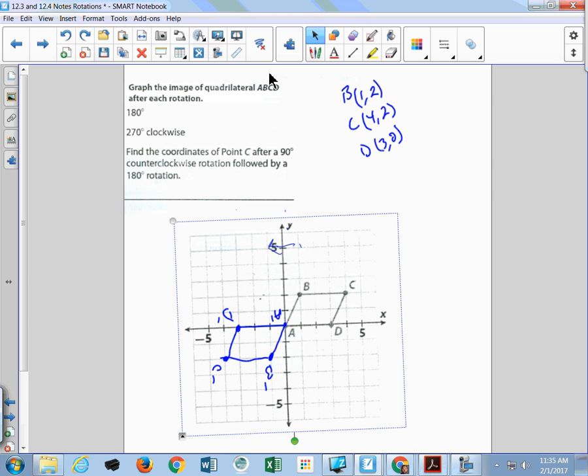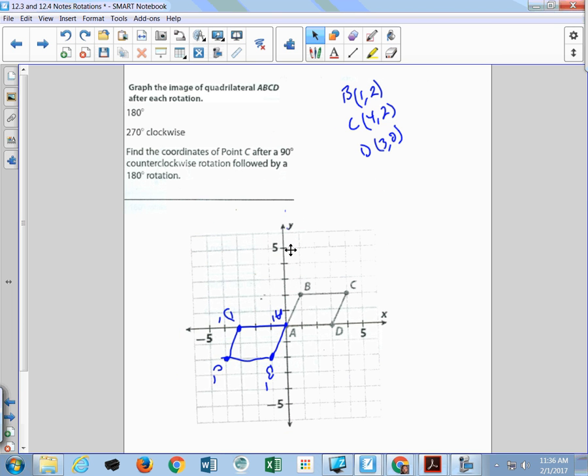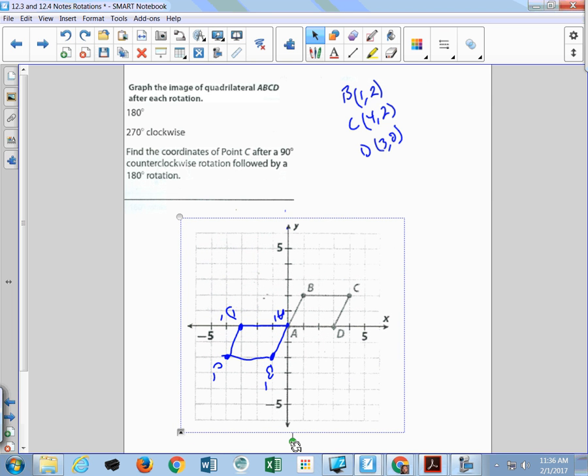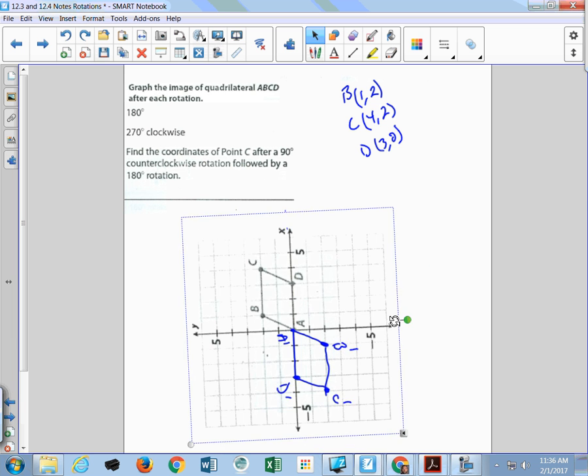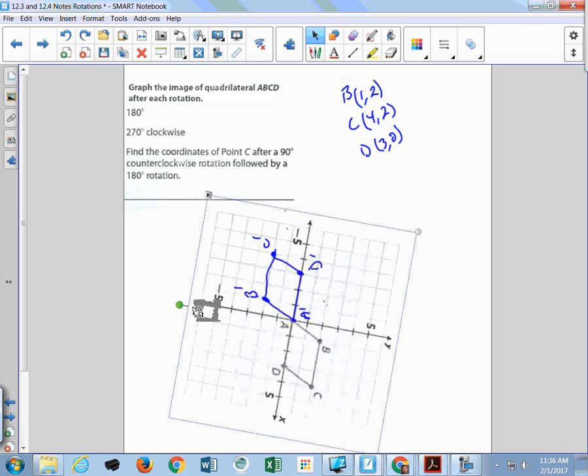All right, let's do this next one, 270 degrees clockwise. That means I need to turn my paper counterclockwise. Again, we did clockwise 180, and this is clockwise 270. This time 270 is 3 turns: 90, 180, 270. So I'm going to turn my paper counterclockwise 3 times. 1, 2, 3.